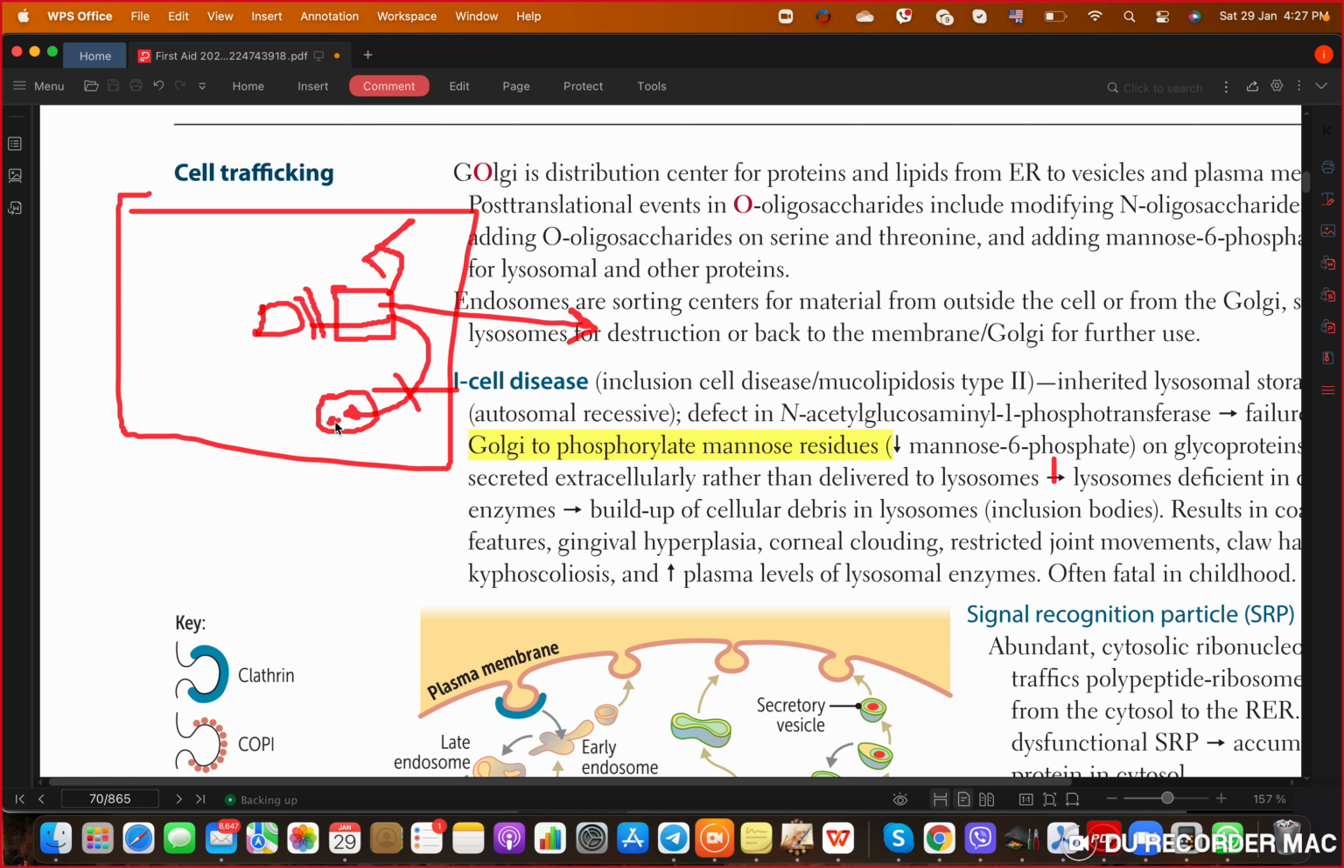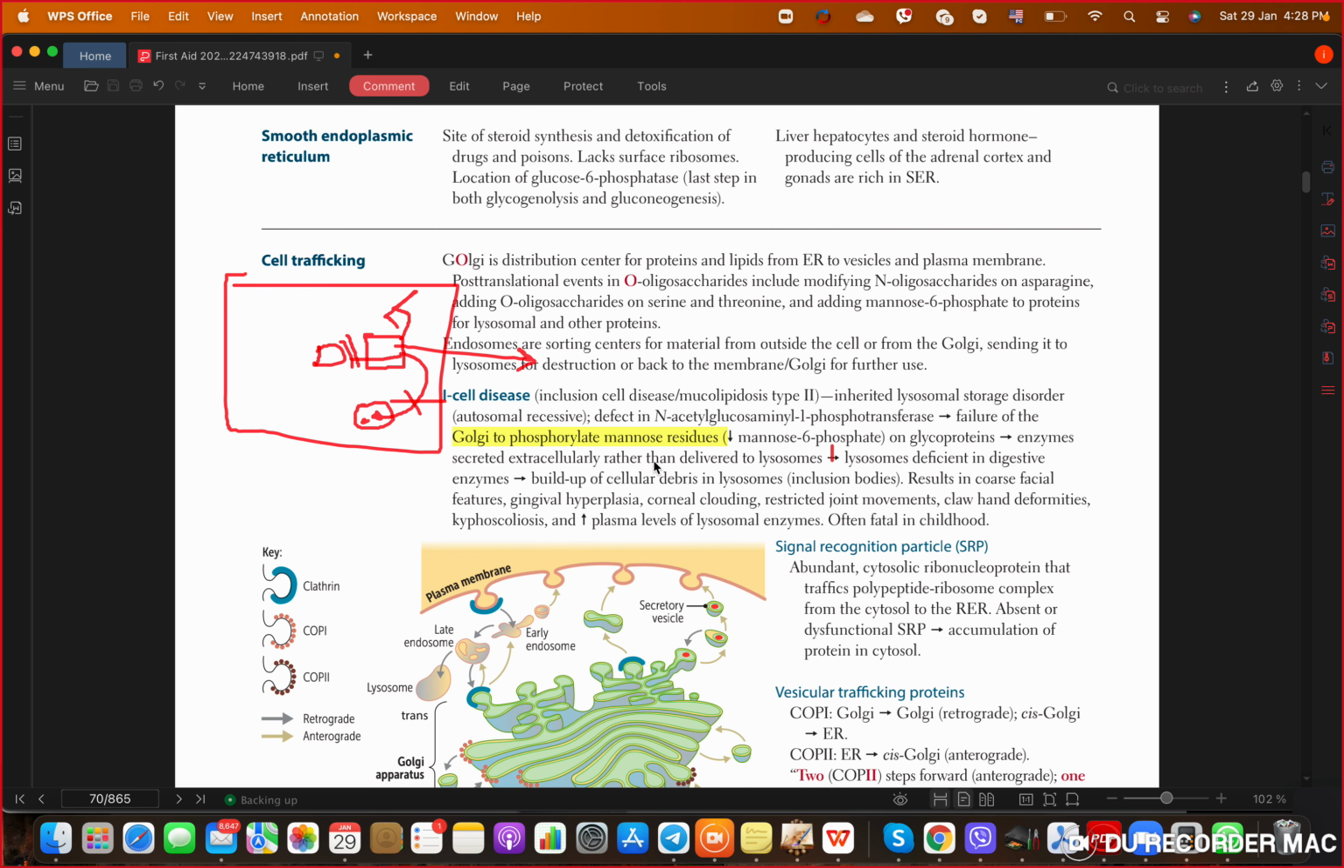But that's the thing, though. The debris is not going to the lysosome because of no mannose 6-phosphate, right, Doc? The proteins are not making it to the lysosome, not the debris. Debris is garbage. It's other stuff inside of the cell, like byproducts, garbage. Okay. So, buildup of cellular debris inside of the lysosome, which leads to inclusion body. Again, lysosomes deficit in digestive enzyme, no digestive enzyme, will lead to buildup of cellular debris in the lysosome. Good?